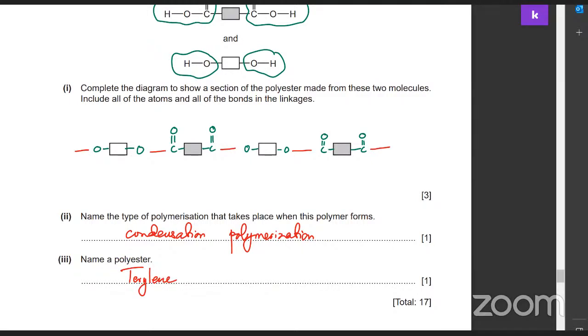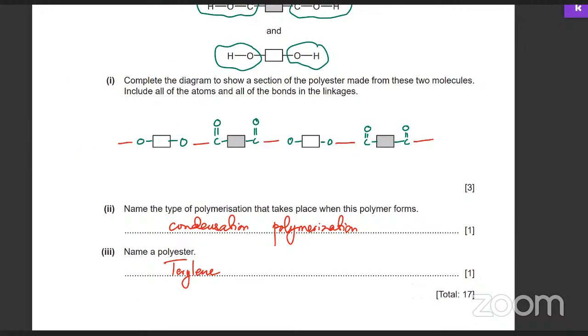But remember, every time, exactly the same question is going to be repeated over and over again. Is this clear? Yes. Okay, next, the previous one.